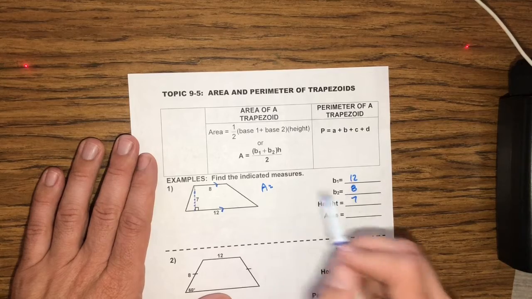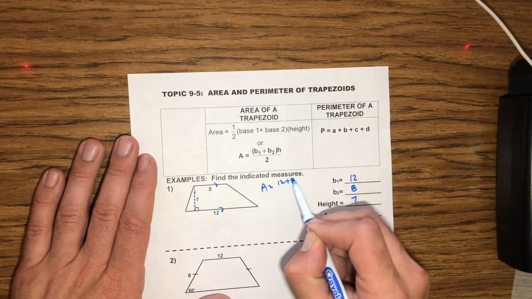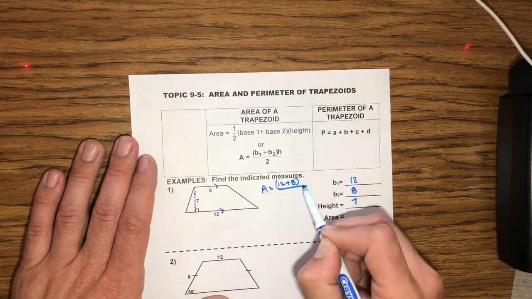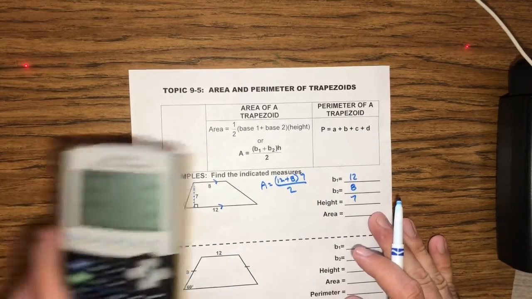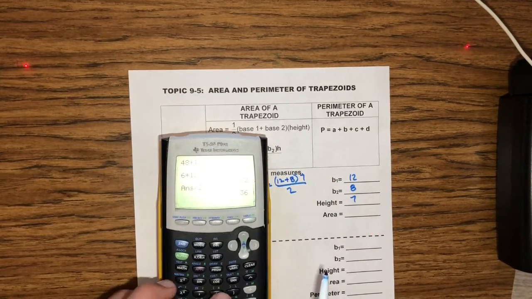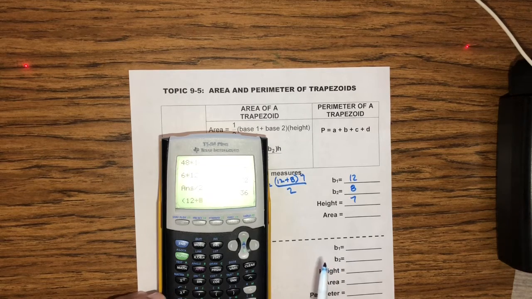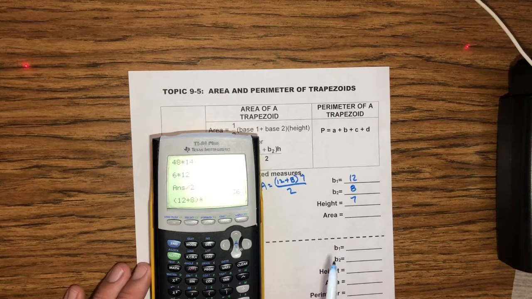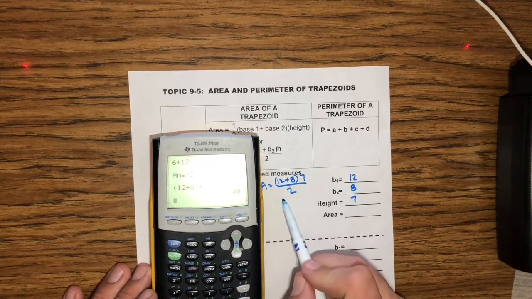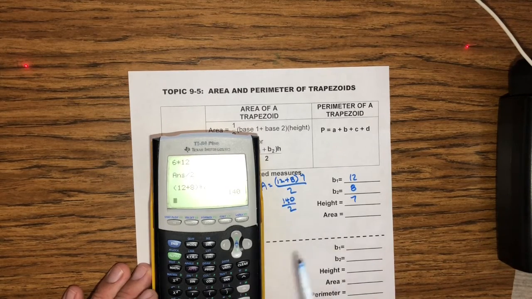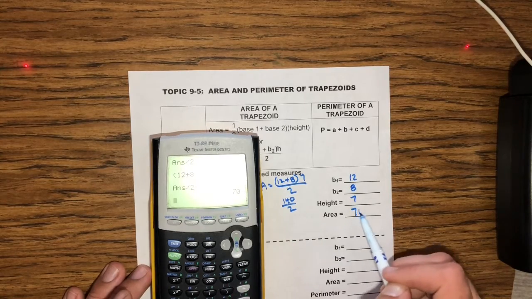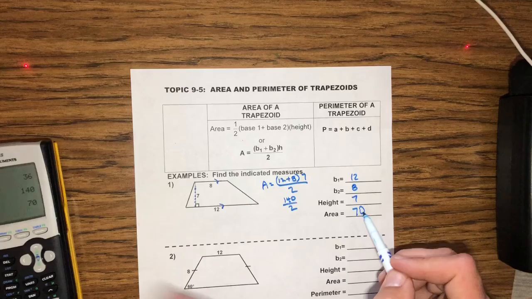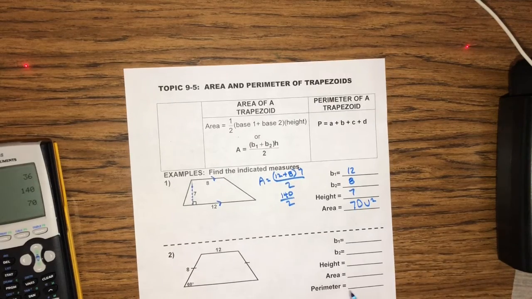Area equals 12 plus 8. I have to add those first, times the height, 7, divided by 2. So I'm going to use my calculator, and I'm going to use the parentheses, 12 plus 8. I'm going to close it, and I'm going to multiply times 7. So that's the top. I get 140, and divide that by 2, and we get that the area is 70 units squared.